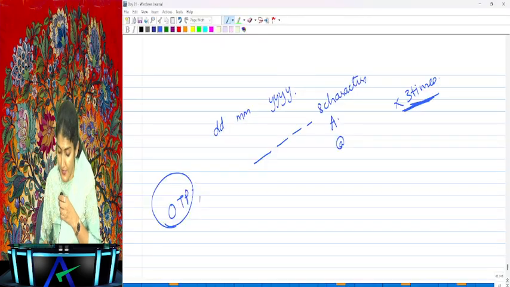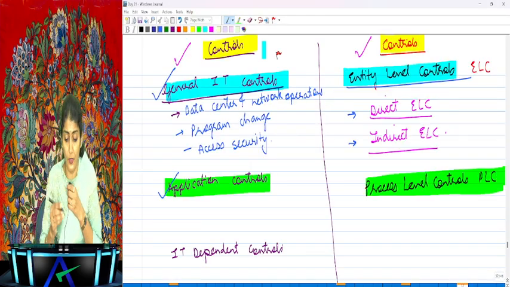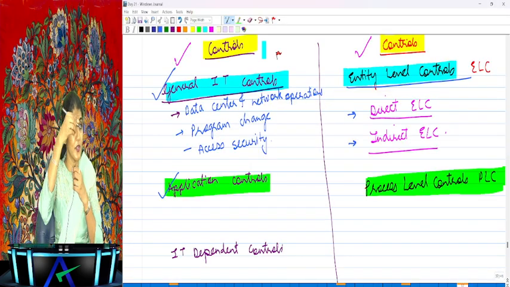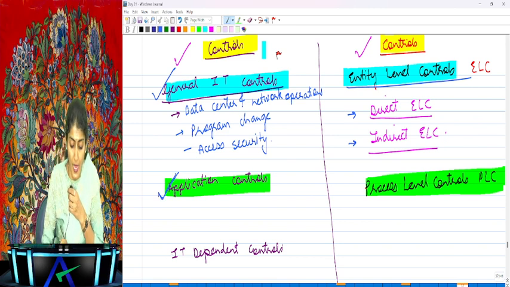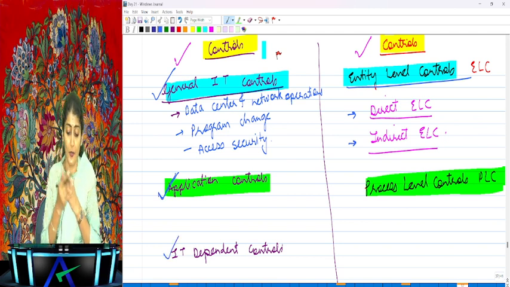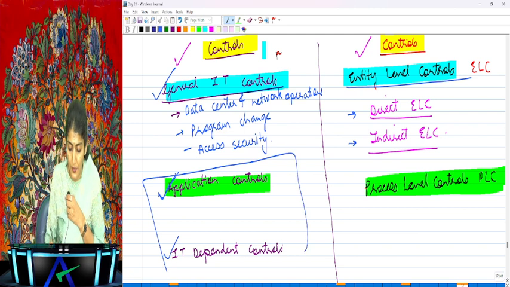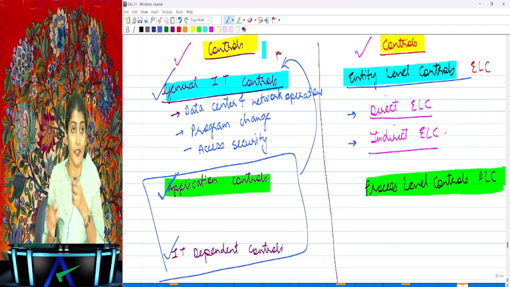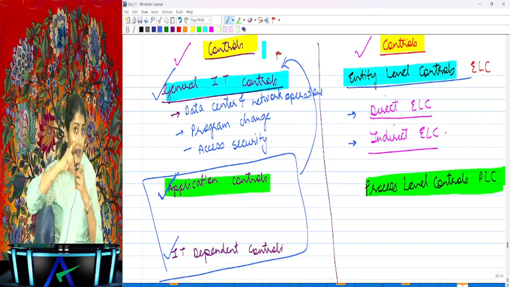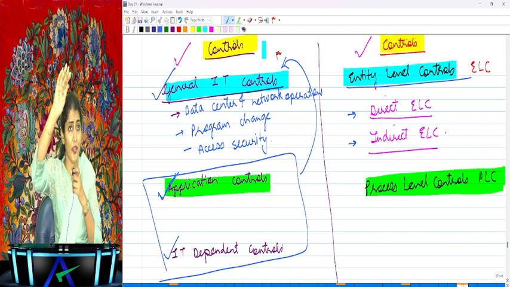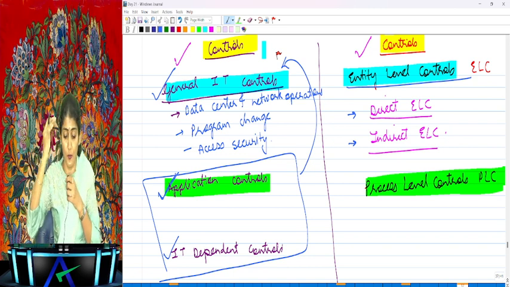Okay. Are we preparing one table over here of the controls? What are we talking about? The general IT controls, the application controls and the IT dependent controls. And for these two controls to be effective, the general IT controls need to be effective.